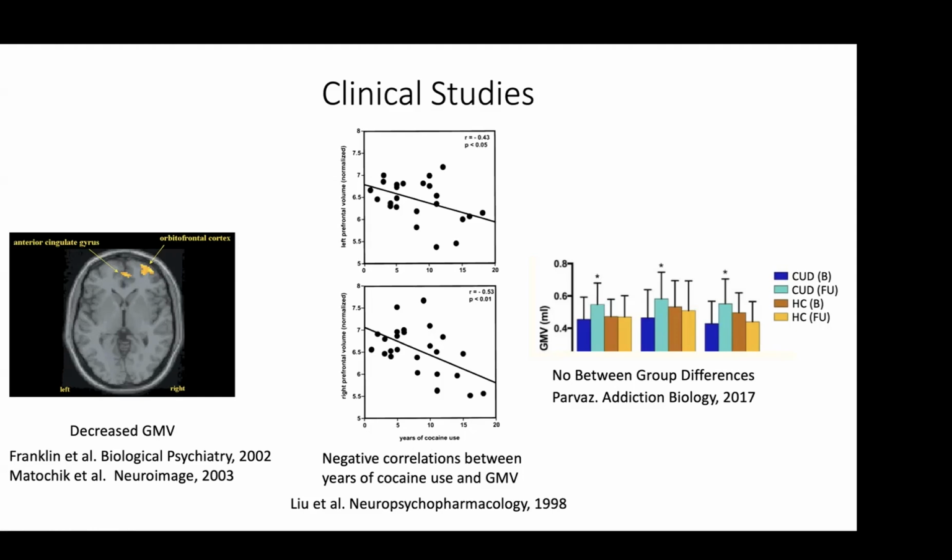For instance, this paper in 2017 showed that when the cocaine participants were compared with the healthy controls at baseline, there were no differences. But after 6 months of cocaine abstinence, in comparison to the healthy controls being scanned 6 months later, the cocaine participants actually had higher gray matter volume than the healthy controls.